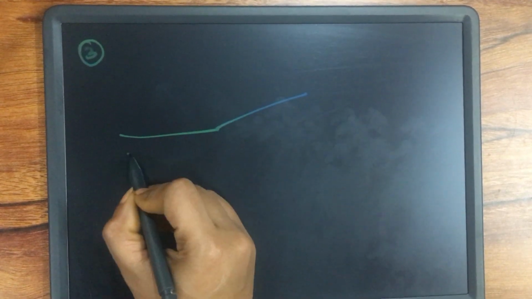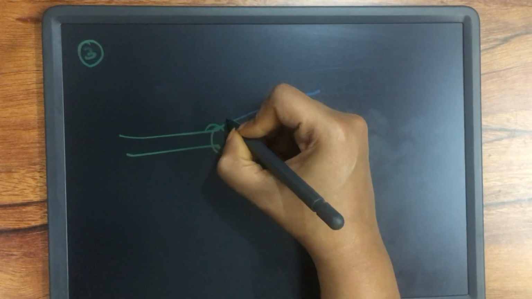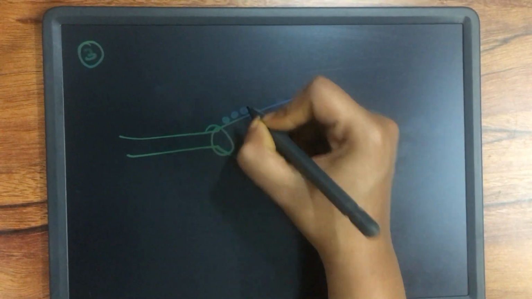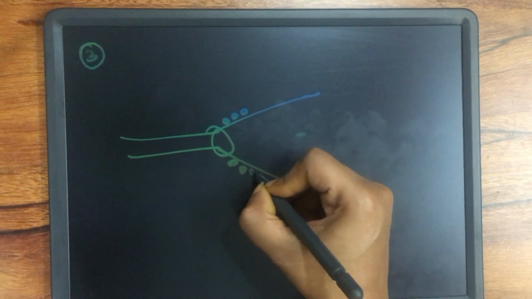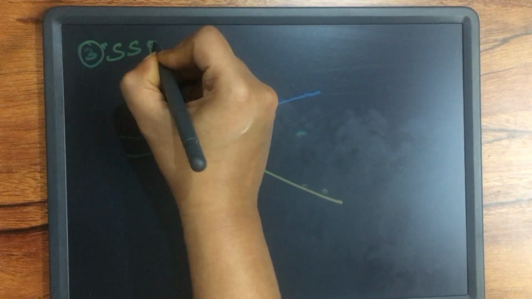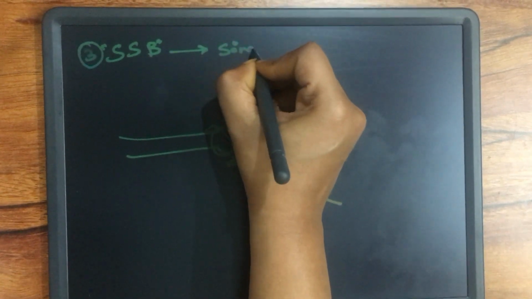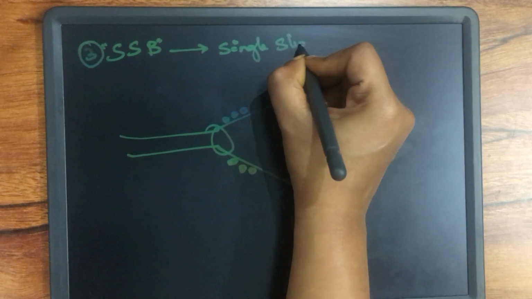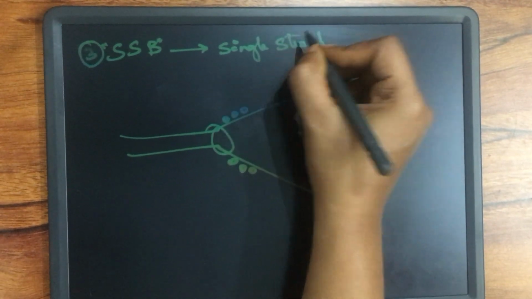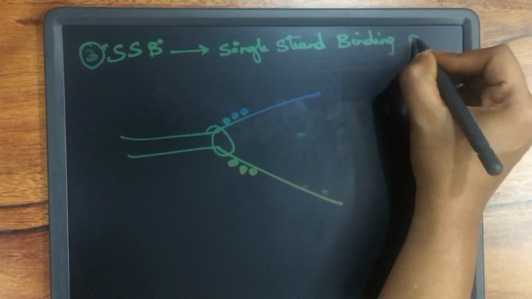Now the third step is, once the DNA is converted into single-stranded DNA, some proteins come and bind over here to the single-stranded DNA. These proteins are called SSB proteins. Now what are these SSB proteins? They are single-stranded binding proteins.